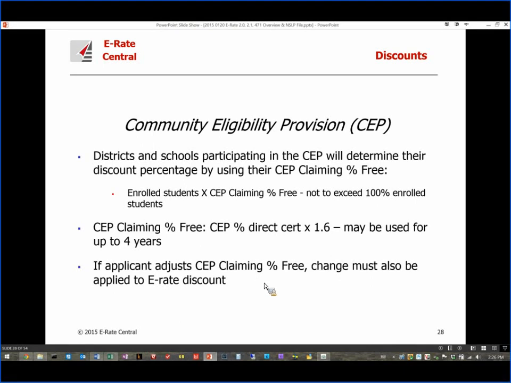If during the period of the 4 years while they're in CEP, they change that claiming percentage free, then they must make the same change to the rate discount up or down.